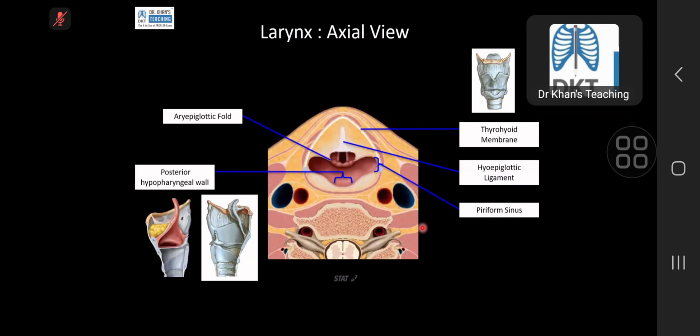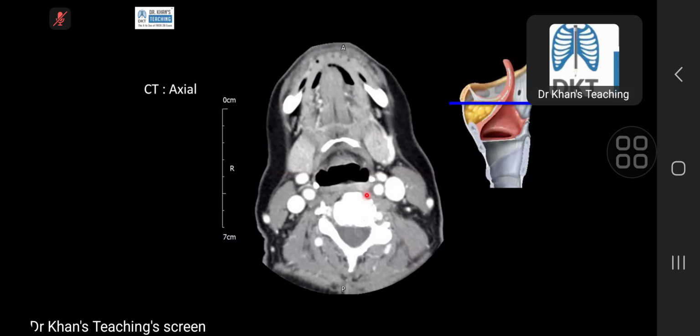Slightly more inferiorly, we can see more of, now the slice is passing through the hyoepiglottic ligament, which is within the fold. There will be more fat visible. Here you are. Look at this slice.